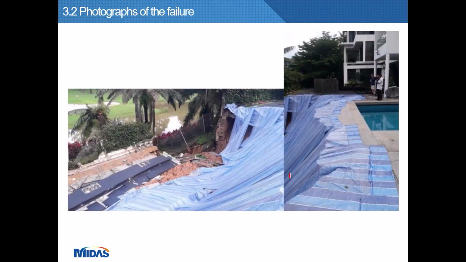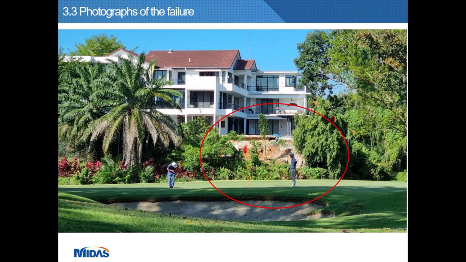Some photographs of the failure. The RC wall was translated forward and rotated. And I'll show you the failure mechanism in a short while. The swimming pool is intact, and the surface around the swimming pool is tile, which tells that there's no rainfall infiltration into the ground. And this is the front view of the failure.